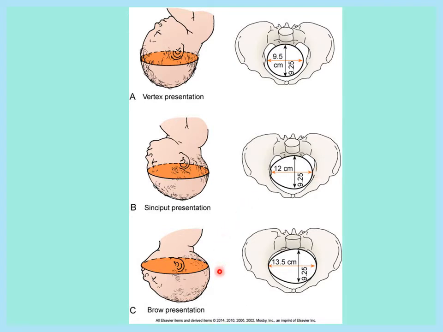In C, this is the brow presentation. The widest part of the fetal head, which is about 13.5 centimeters at birth, is attempting to enter the pelvis. You can absolutely see that there would be no way that this baby should be able to pass through this pelvis. This is the reason that an attitude of flexion is important. The more extended the fetal head becomes, as in the brow presentation, the wider the presenting part becomes, making it difficult, if not impossible, to have a vaginal birth.